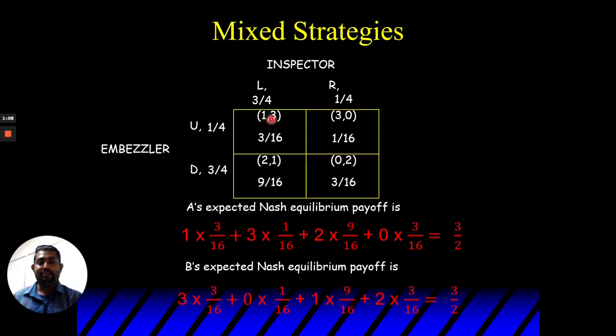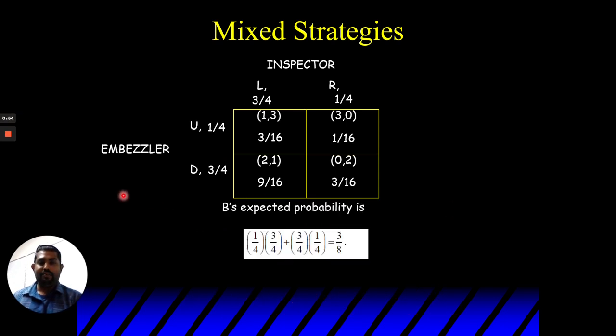Next, if you want to know the MZilla's expected Nash equilibrium payoff, let's say A is the MZilla, we just take the value and multiply with the value, and you will get both of them will get 3/2.